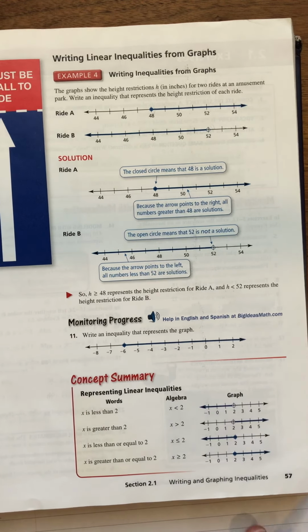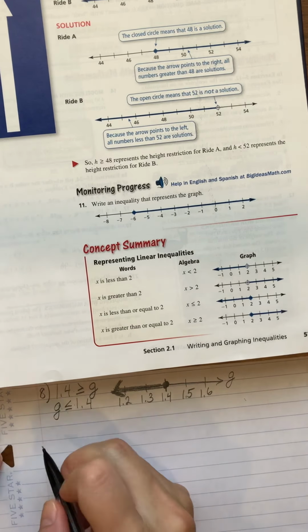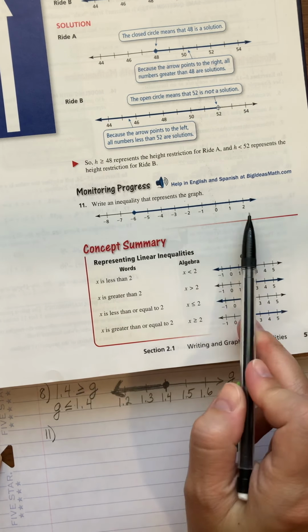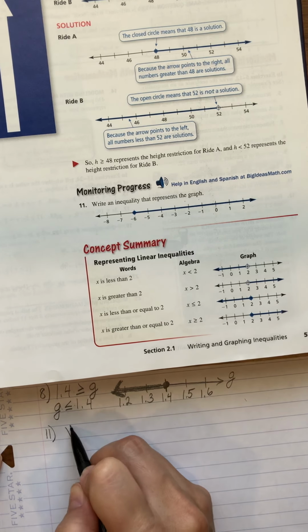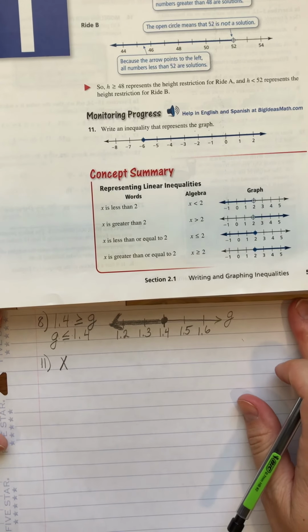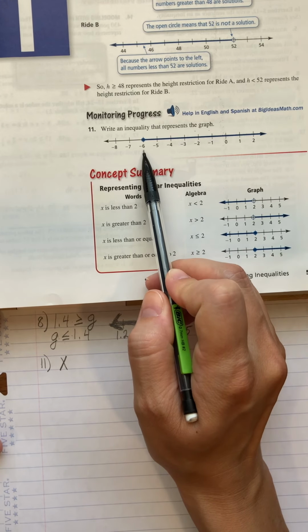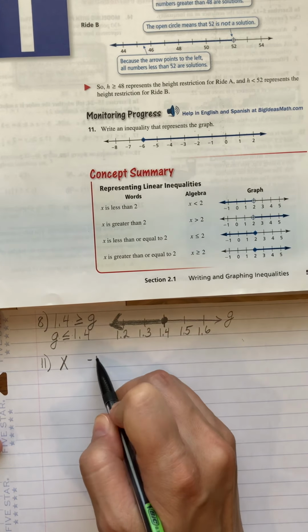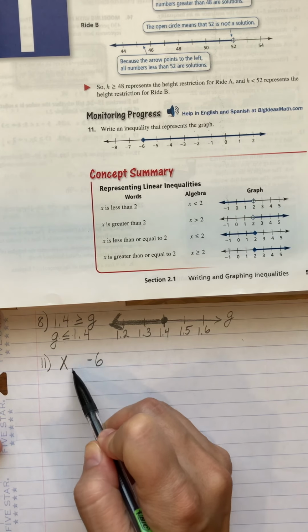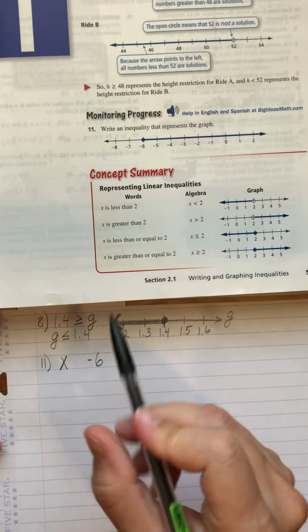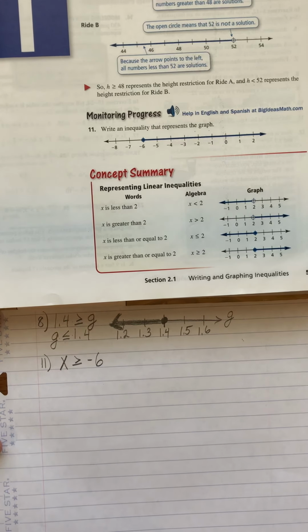Okay, let's try monitoring progress number 11 here. Write an inequality that represents the graph. I can use whatever variable I want here. Let's use x. Notice how I'm putting the x first on the left side. Then I know I'm comparing it to -6, so I can put -6 here. And then I'm going to figure out what symbol goes here. It's a closed circle and it's shaded to the right, so that's greater than or equal to. Okay, and that's the idea of these questions here.